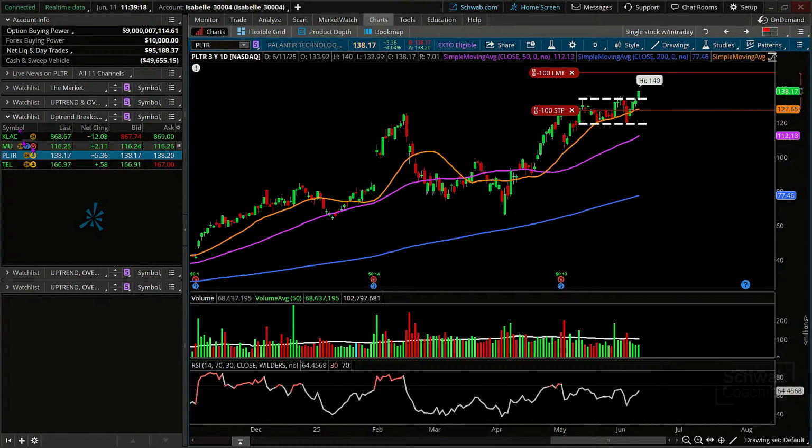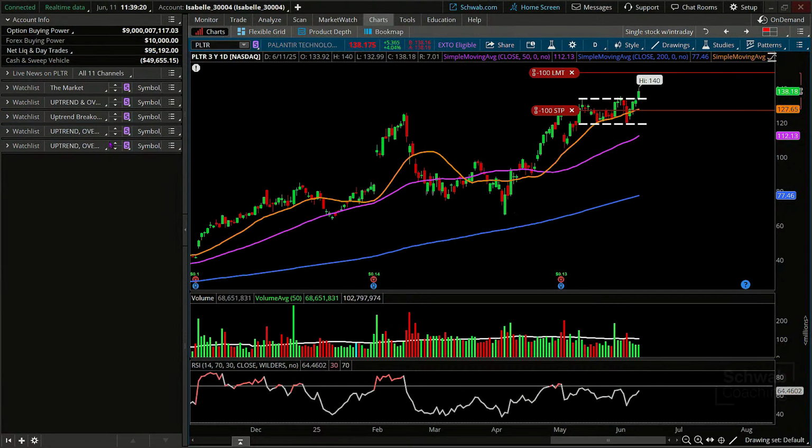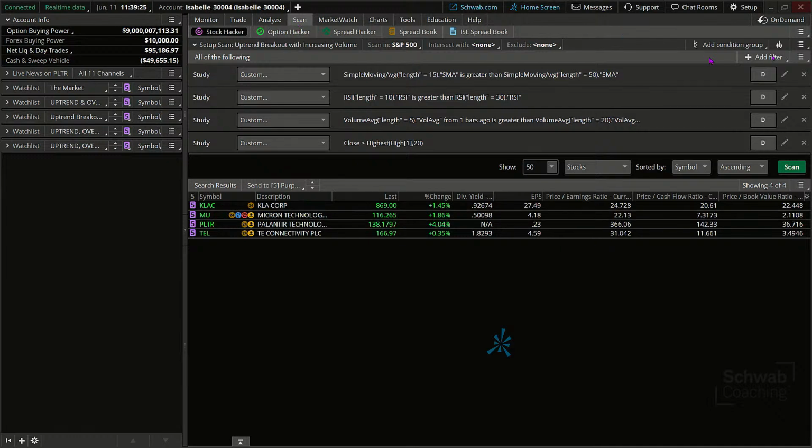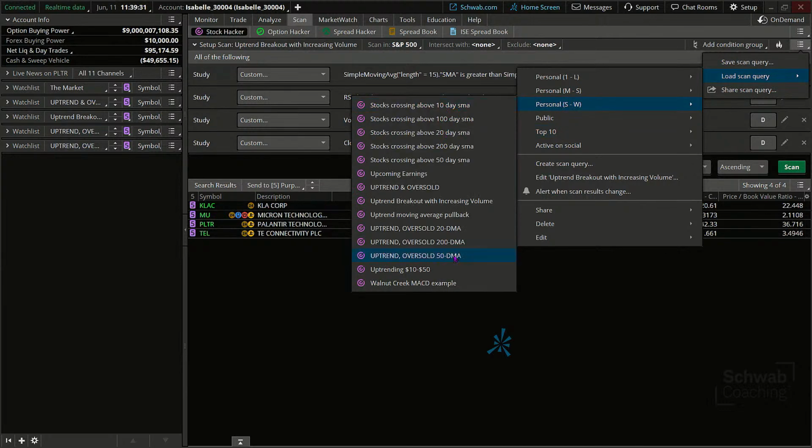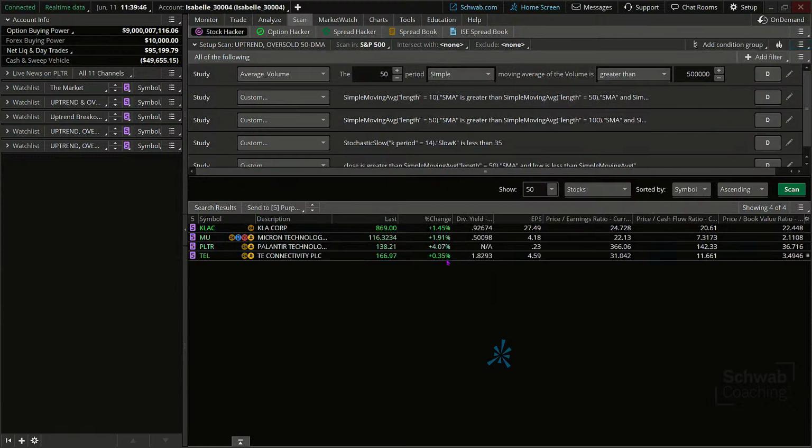All right. Let's look at one more scan at least. I have uptrend and oversold. And this one of these at least, I've got a few of them, but uptrend and oversold, I'm going to show you. I've got three. Uptrend and oversold with a test essentially at the 20-day moving average, with a test at the 50-day moving average, and then a test at the 200-day moving average. So let's just use the 50-day for our purposes here.